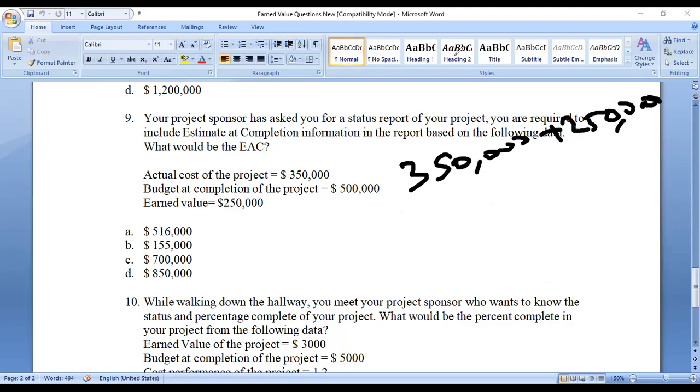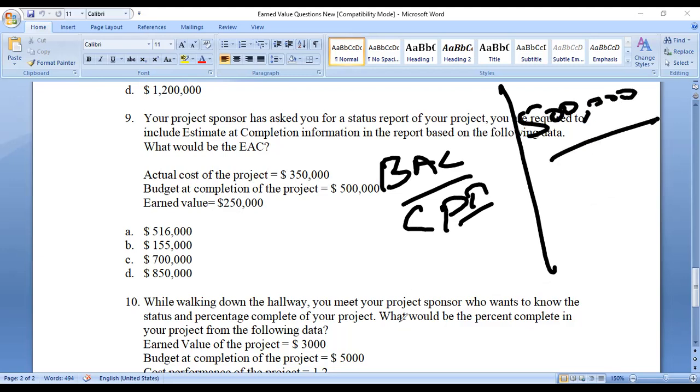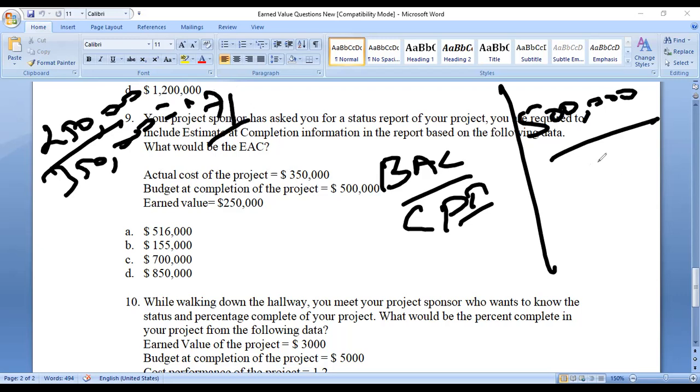Understood. So can you go with BAC divided by CPI? Everyone, try to use this formula. Your BAC is 500,000, right? Your CPI is earned value divided by your actual cost. What's the earned value? 250,000. And what is your actual cost? 350,000. And what is your CPI? 0.71. Very bad, right? So keep 0.71. The work you should complete with 500, that was your budgeted completion, but your estimated completion shows you need to spend 700,000.